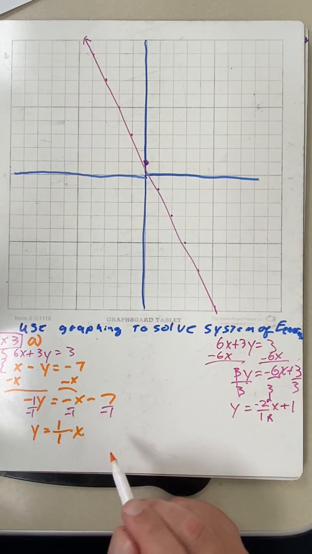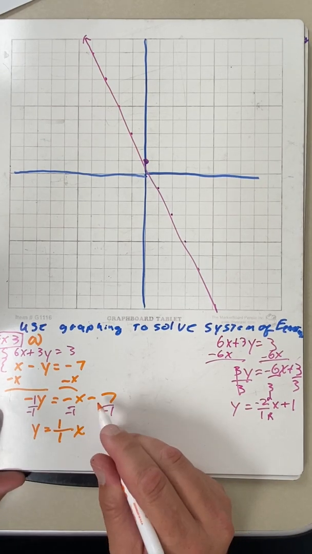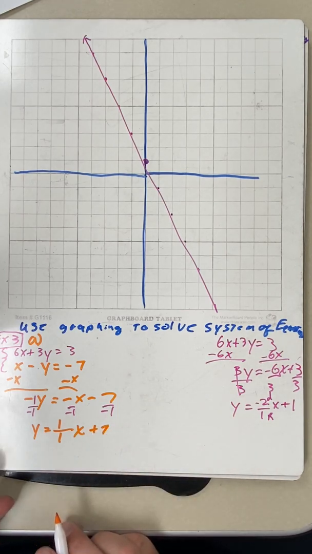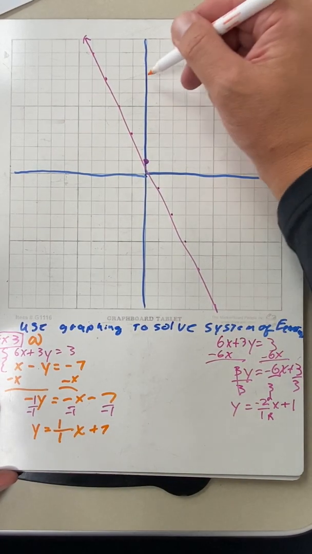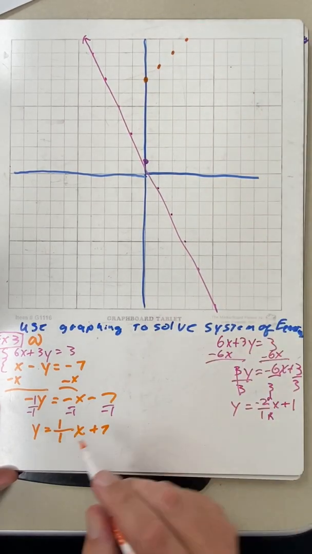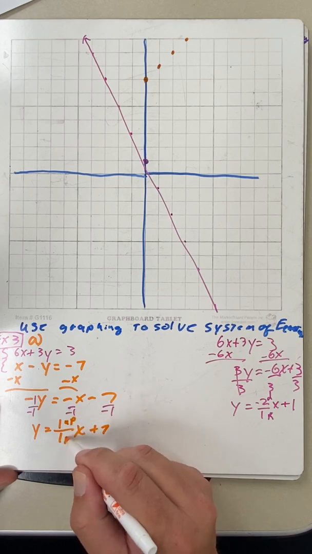Now, a negative by a positive is also a positive. Or negative by a negative is another positive. So we're going to start at 7. All right. So I'm going up 7. So I'm right here. And we go up 1, right 1, up 1, right 1, because of the slope. Up and right.